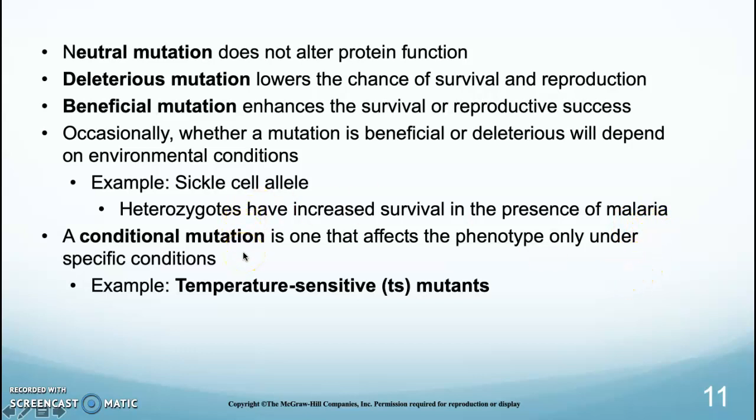A conditional mutation is one that affects the phenotype only under specific conditions. So there are some mutants that could be temperature sensitive. This is particularly true in bacterial cells.